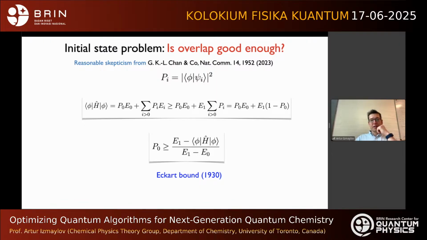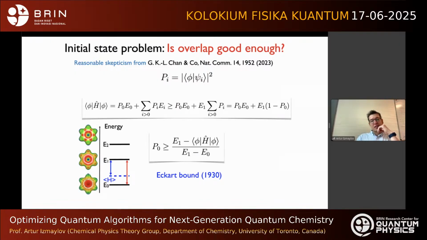Then you could express P0, the overlap between the ground eigenstate and phi. Then you could show that P0 is always more than this ratio. And graphically, it's easy to understand. What this means is the numerator is the distance between the expectation value of your Hamiltonian on the approximate state and the first excited state. And the denominator is the difference, essentially the gap, between the ground and first excited state.